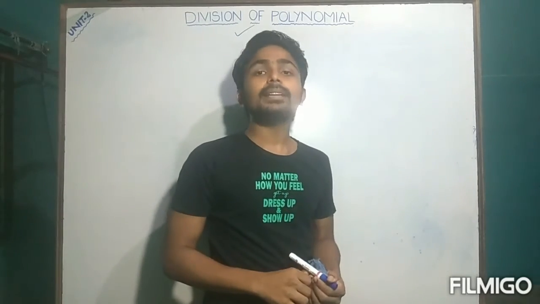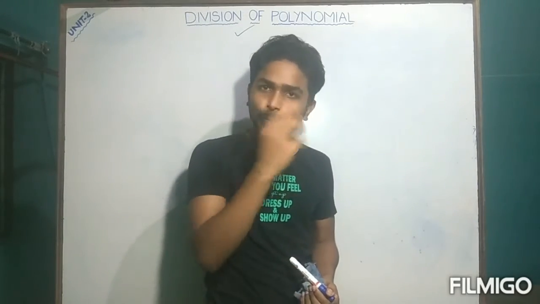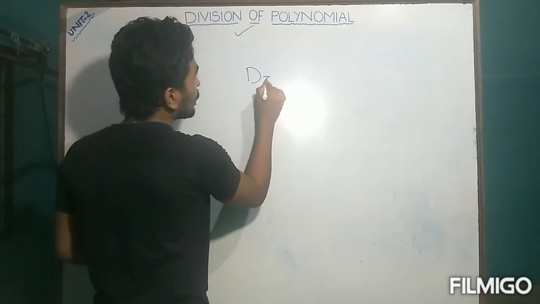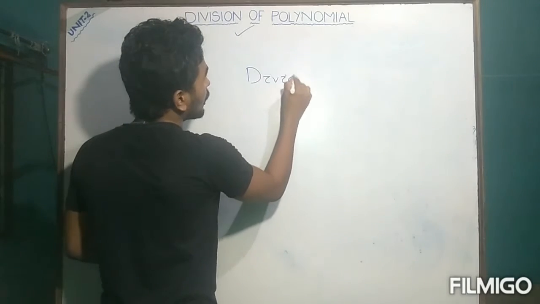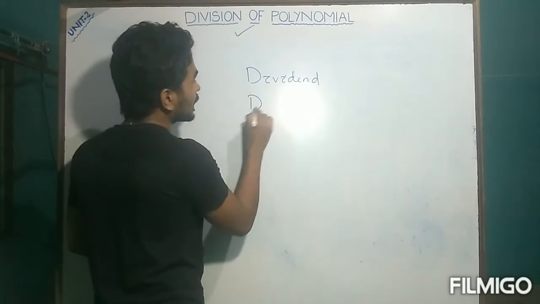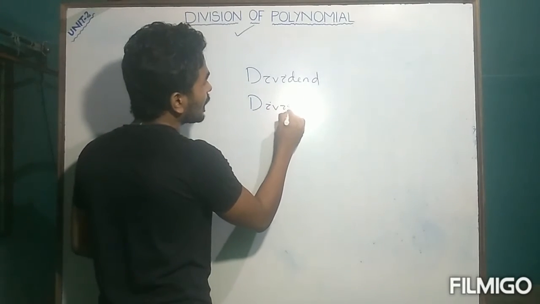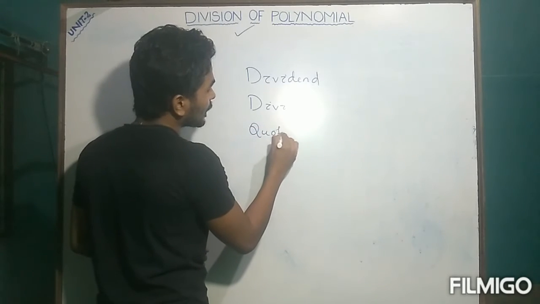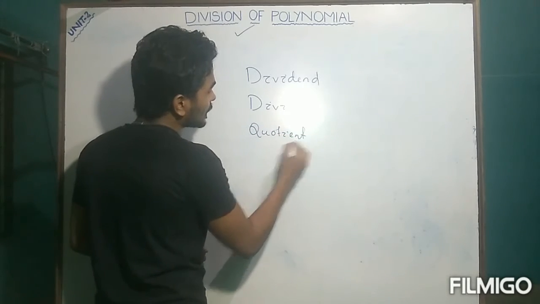As we know, a division has how many parts? It has 4 parts. Okay. A division has how many parts? 4 parts. What are they? First part is dividend. Okay. Second part is divisor. Third one is quotient. Okay. And the last part is remainder.